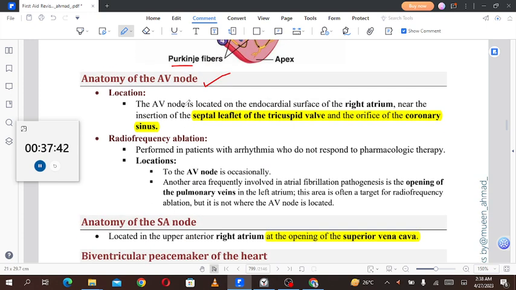The AV node is located on the endocardial surface of the right atrium, near the insertion of the septal leaflet of the tricuspid valve and the orifice of the coronary sinus. Now this is very important, the location, because they test you on this concept. They may ask you the location directly, or they may ask you something else about it.